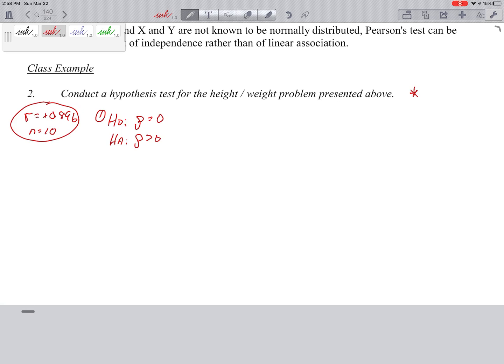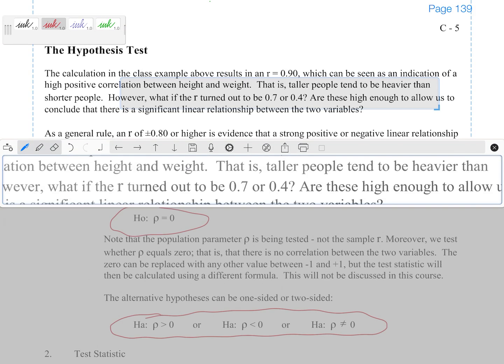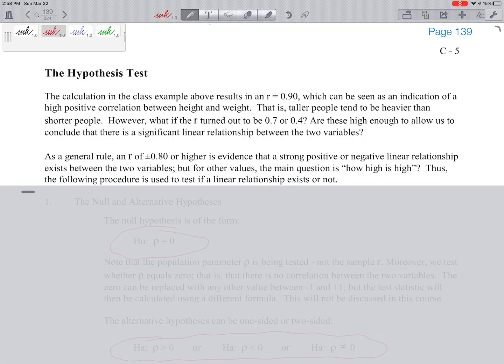On an exam problem or an assignment problem, I would specifically say what the researcher is testing, whether it's positive or negative. Otherwise, it would be a two-sided test. So in this particular case, I'm saying that I believe that if there's a relationship, it's a positive one. Now, of course, we can change the null hypothesis to less than or equal to. I'm fine with you just keeping it as equal to.